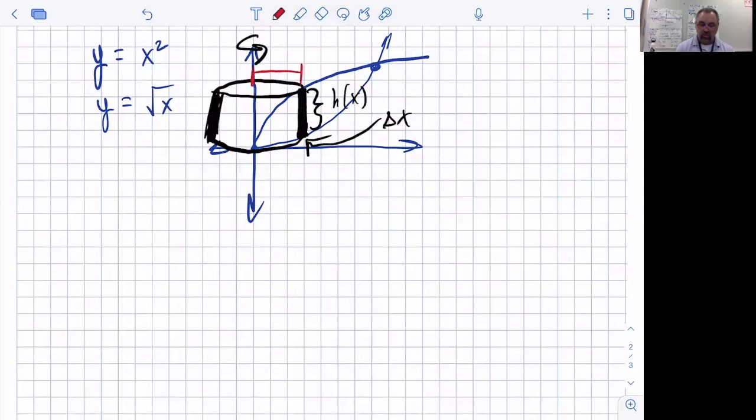Well, what do we call an arbitrary horizontal distance from the y-axis? We call that distance x. And what I find a lot of students have trouble with is defining that axis.